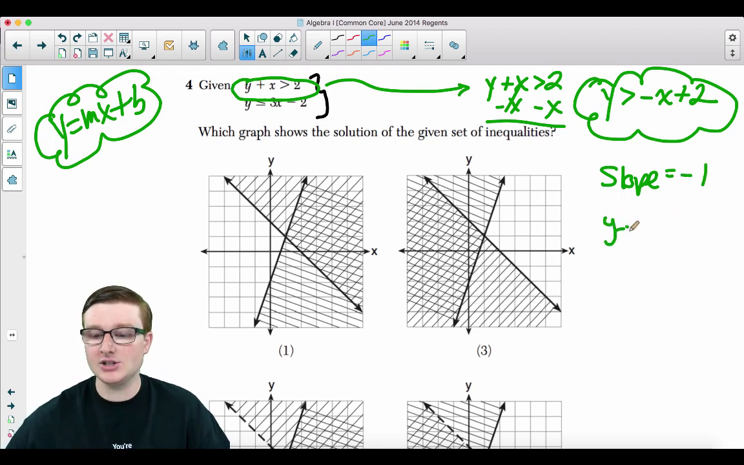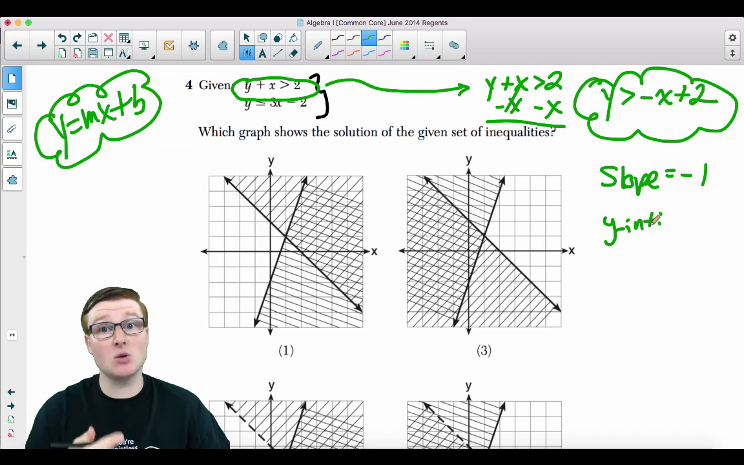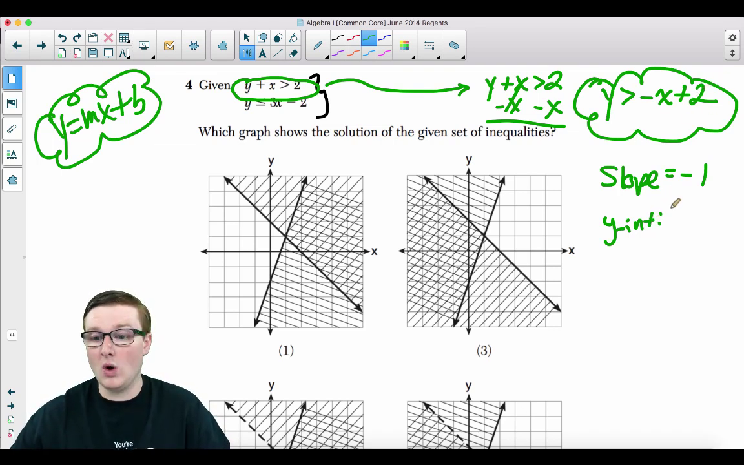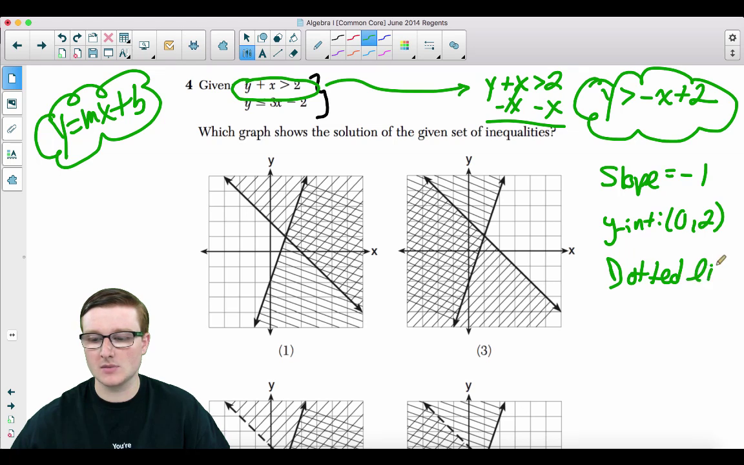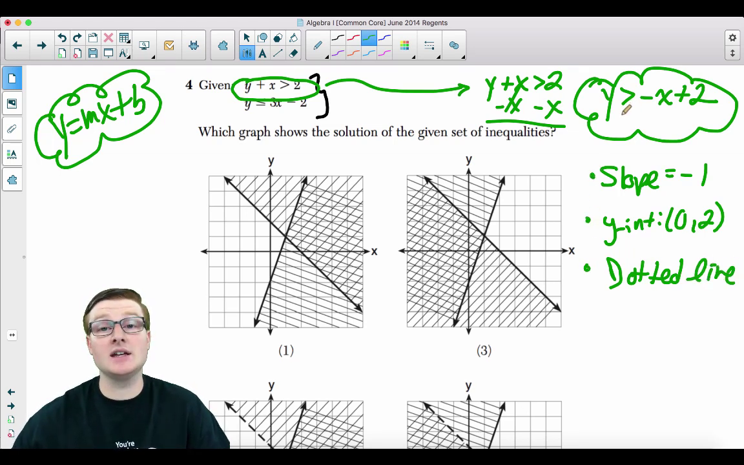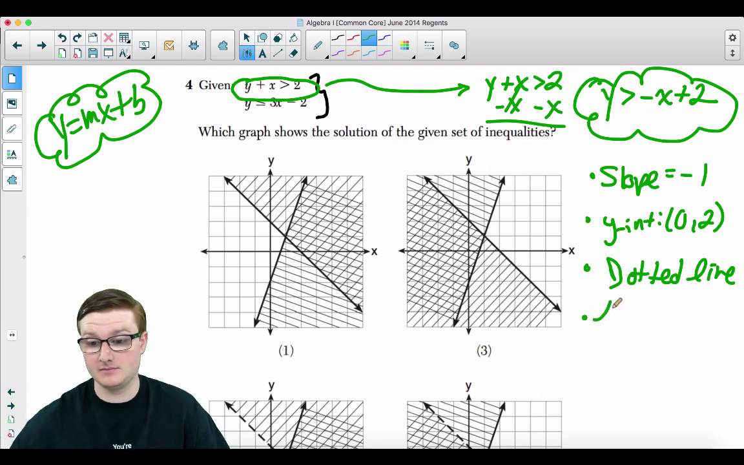Now, the y-intercept is where the graph crosses the y-axis. The y-intercept is at positive 2 right there. So your y-intercept is the point 0, 2. Now, since this is a greater than sign and there's no equal sign underneath it, this is going to be a dotted line. Okay? And since it is greater than, it is shading above.